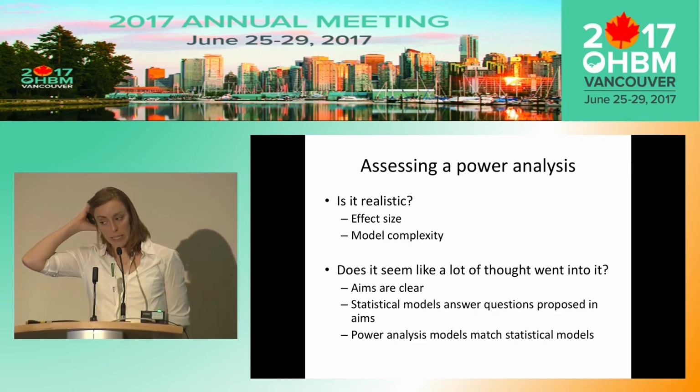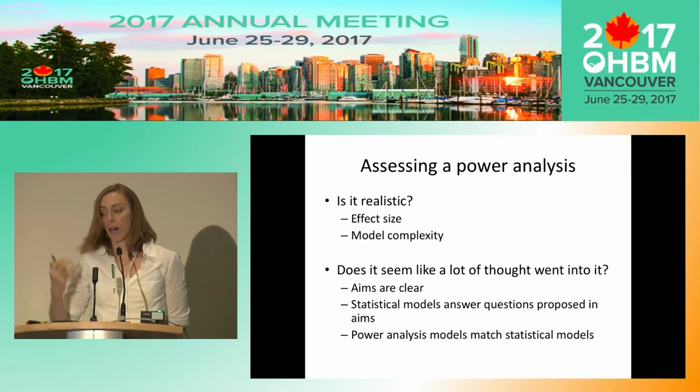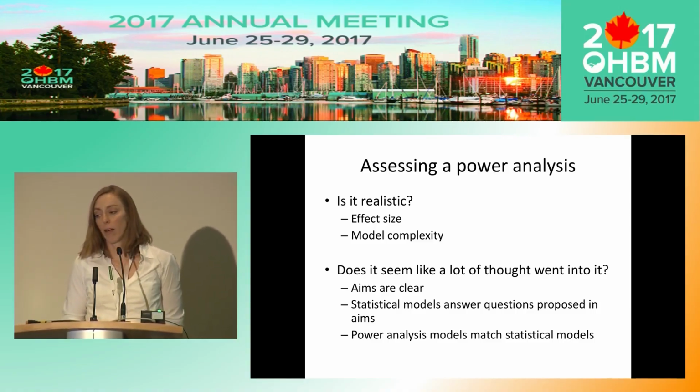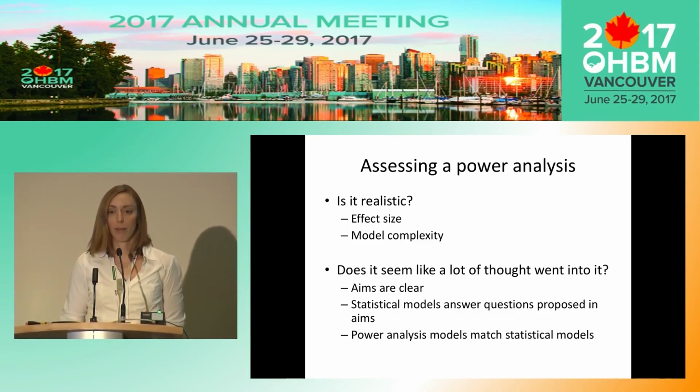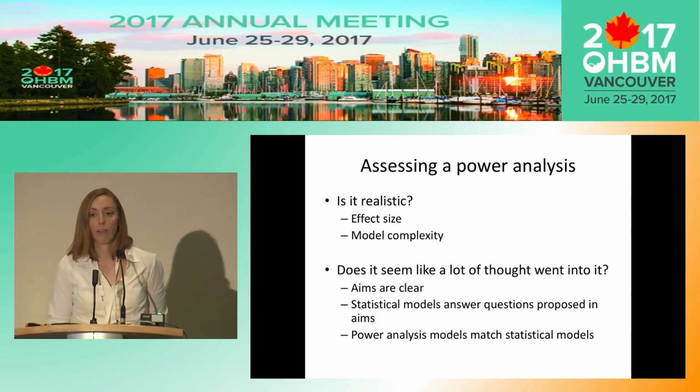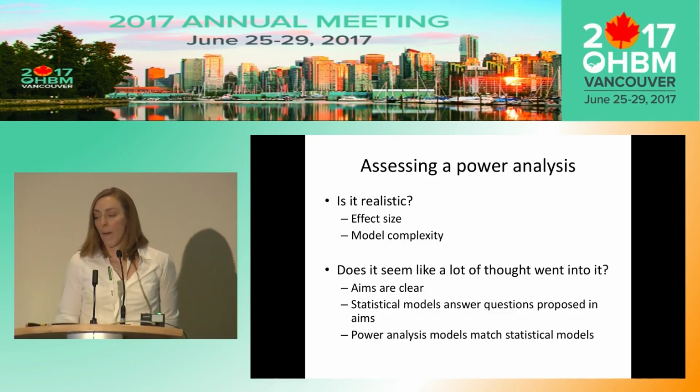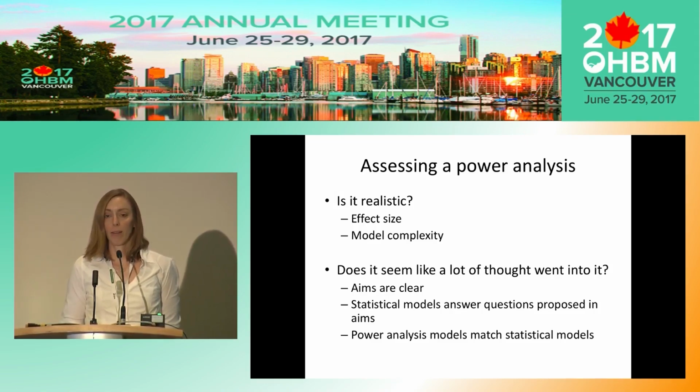So what I want to share today are some ideas to help you if you're assessing a grant or something with somebody's power analysis in it, because I feel like you all are more likely to be in that situation than I will be. I don't know how frequently statisticians are on those committees. And it'll help you in designing your power analyses. So the first question, the hardest question, is if the power analysis seems realistic.